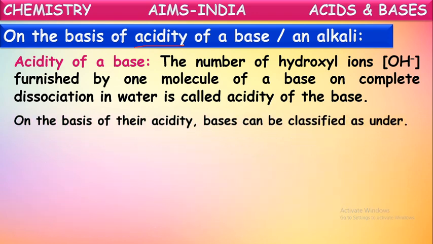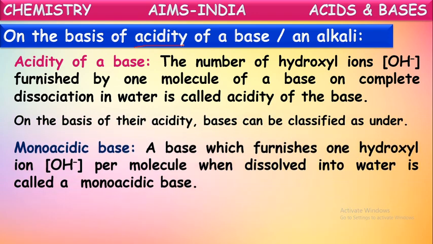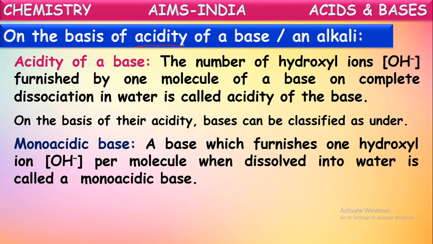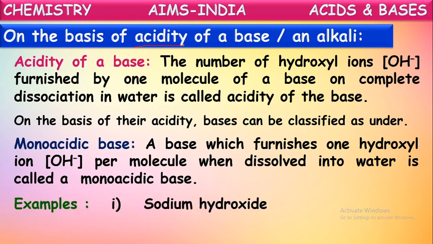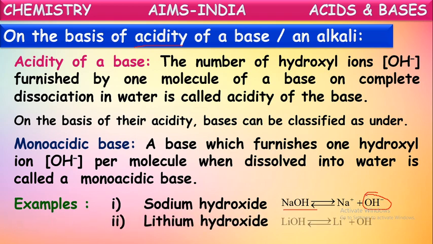So based upon this acidity, bases are classified into more than two types. One of them is monoacidic bases. The bases which furnish only one hydroxyl ion per molecule when dissolved into water are called monoacidic bases. For example, sodium hydroxide. When you dissolve sodium hydroxide into water, it produces only one hydroxyl ion from each molecule. Such kind of bases are called monoacidic bases. One more example, lithium hydroxide. When you dissolve this lithium hydroxide into water, it splits into Li plus and OH minus ion. So from one molecule of lithium hydroxide, only one OH ion is produced. This kind of bases are called monoacidic bases.